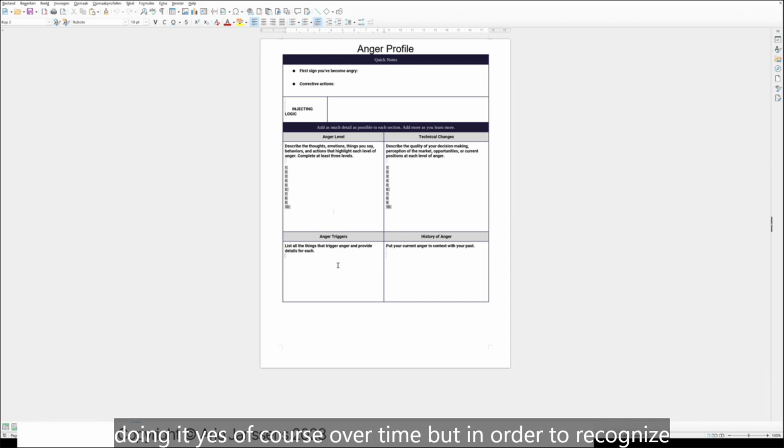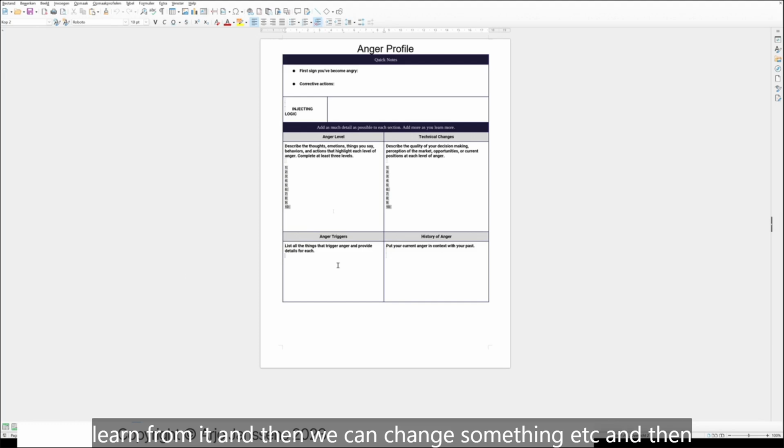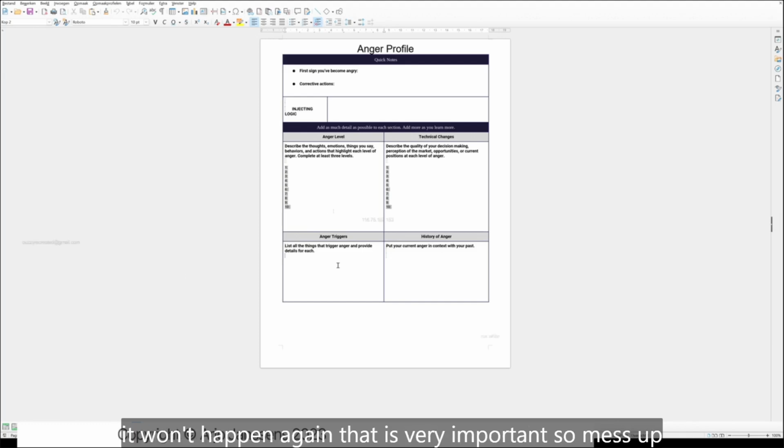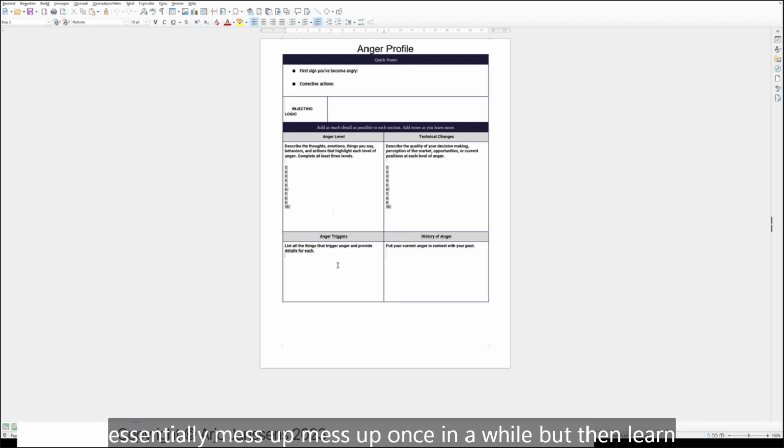But in order to recognize the cycles, a cycle needs to happen actually. And then we can learn from it, and then we can change something, etc. And then it won't happen again. That is very important. So mess up, essentially. Mess up once in a while, but then learn from it. That is important. You don't need to be scared that you are going to mess up, because you will likely mess up. I will likely mess up 100%, as long as we learn from it. That is important.